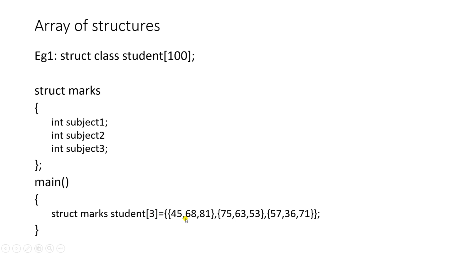So in the first location, the subject 1 mark will be 45, 68 and 81. For student 0, subject 1 mark is 45, subject 2 is 68 and subject 3 is 81. For student 1 it will be 75, 63 and 53, and for student 2 it will be 57, 36 and 71.